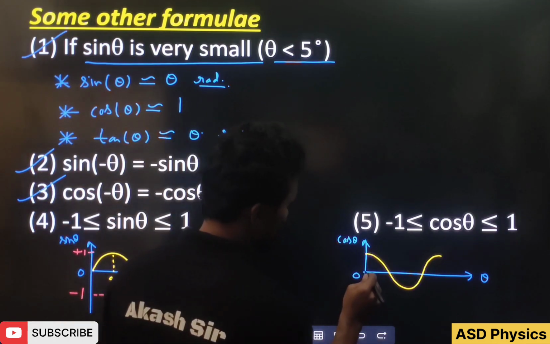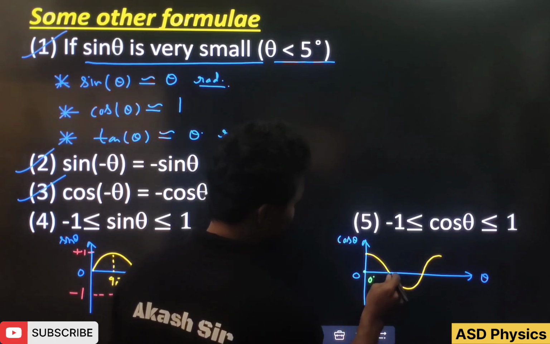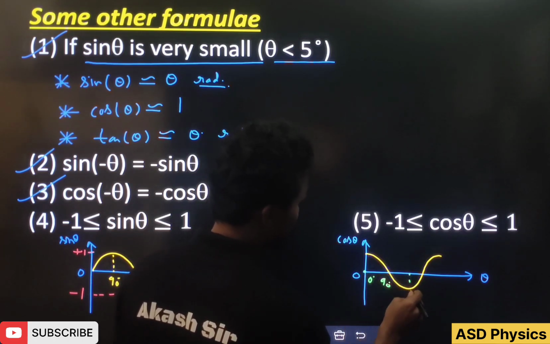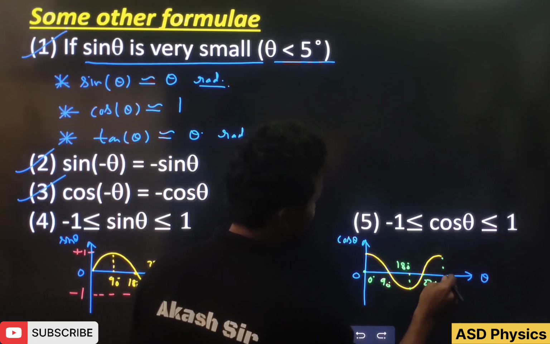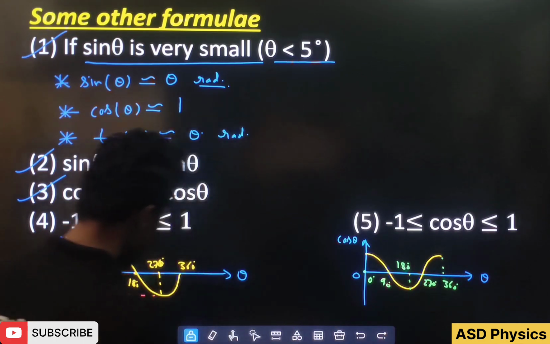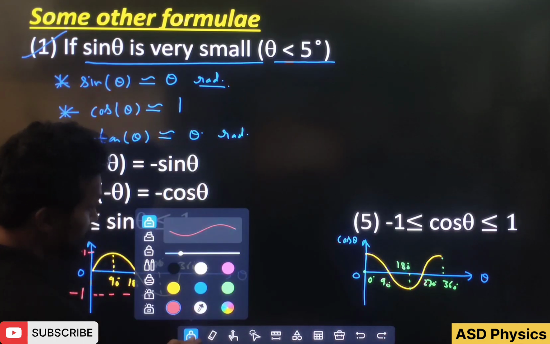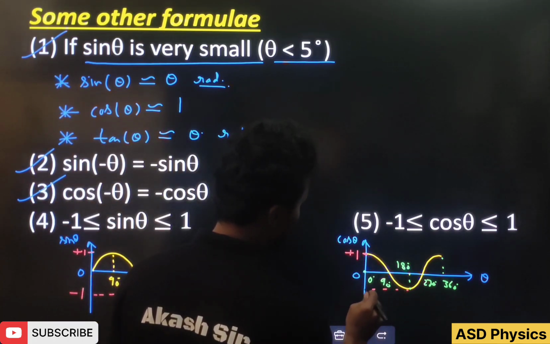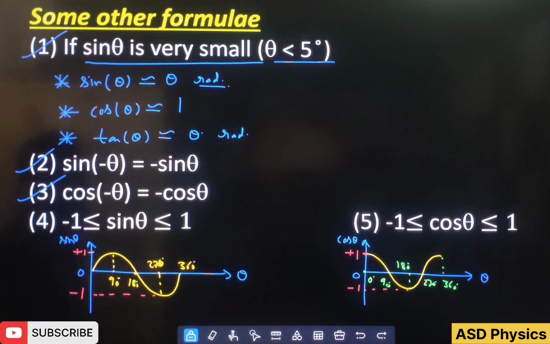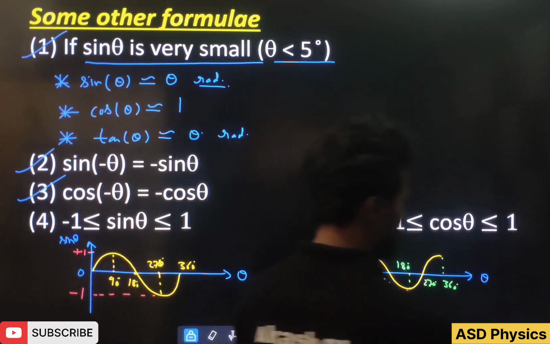And students, if I write here the values, this will be 0, this will be 90, this will be 180, this will be 270, and this will be 360 here. Anyhow, the values I have made, you remember. But see here, this value will be what? Maximum, plus 1. And this value will be how much? Minus 1. So sine theta and cos theta will always vary from minus 1 to plus 1. That's it, not more than that.